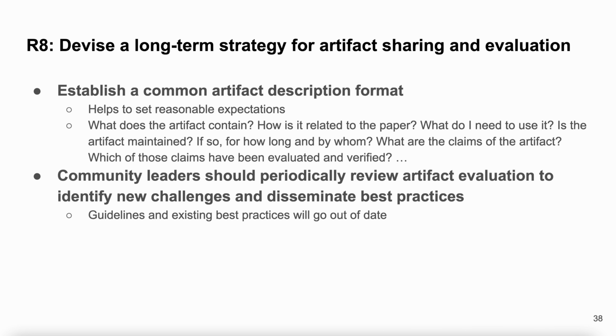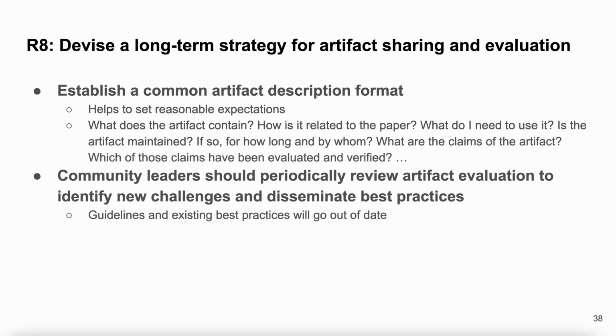Finally, professional organisations such as IEEE and ACM, as well as the software engineering research community as a whole, are in a position to establish a common artifact description format. By following such a format, authors could help prospective artifact users and reviewers know what to expect and what claims have been verified. At a minimum, artifact descriptions could state the contents of the artifact, how those contents are related to the paper, and how the artifact can be used by others.